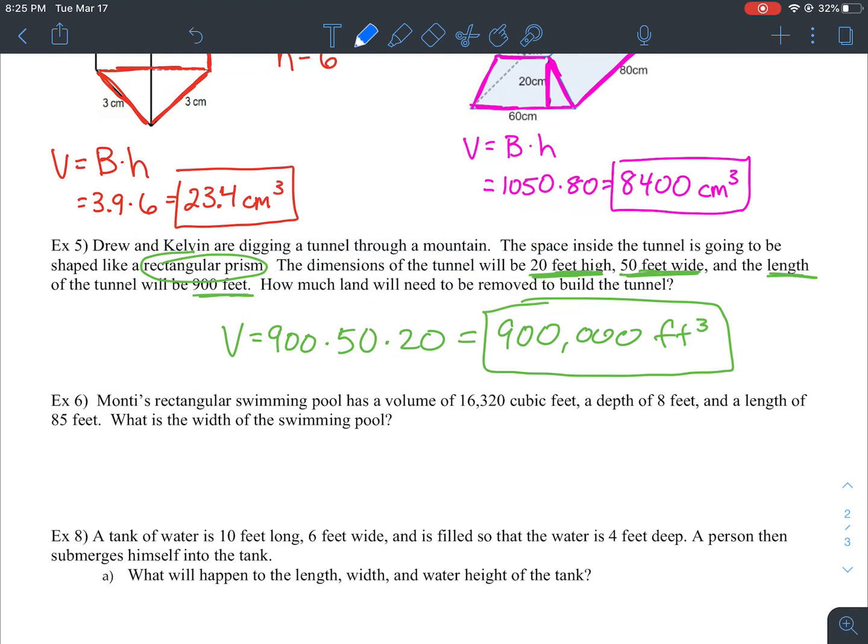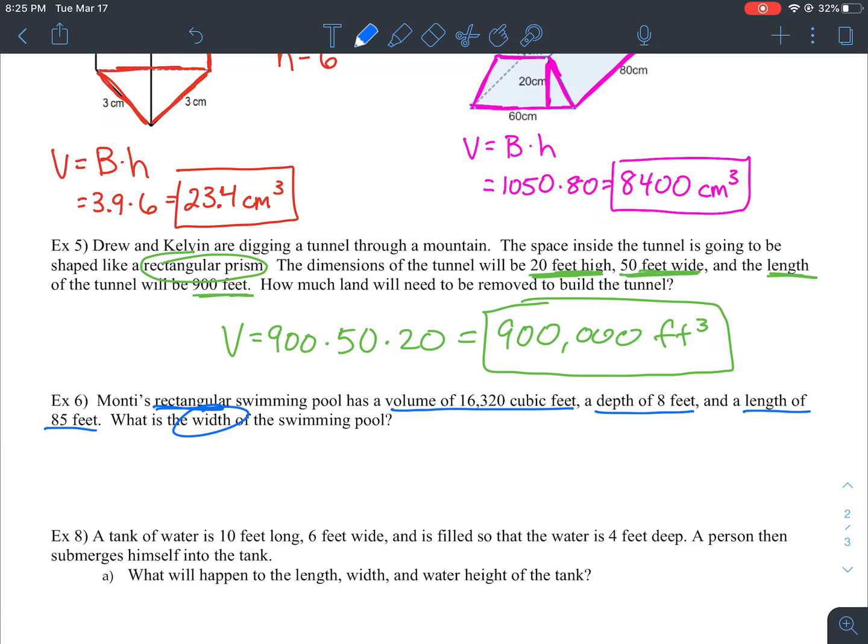Okay. Next one. Monty's rectangular swimming pool has a volume of 16,320 cubic feet. So we know the volume. It's got a depth of 8 feet and it's got a length of 85 feet.